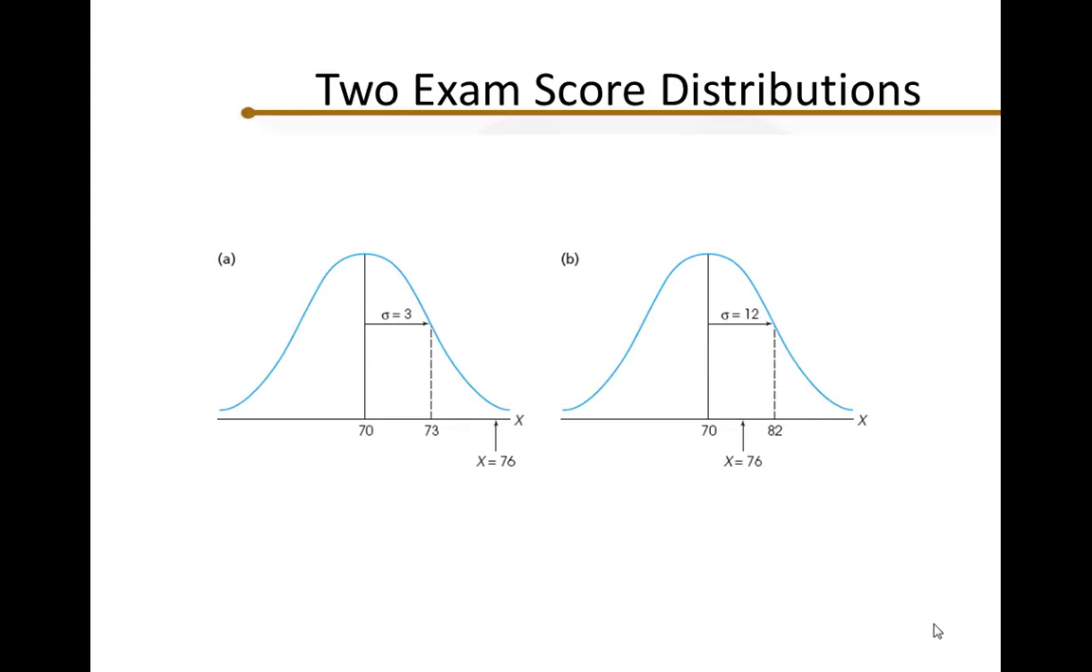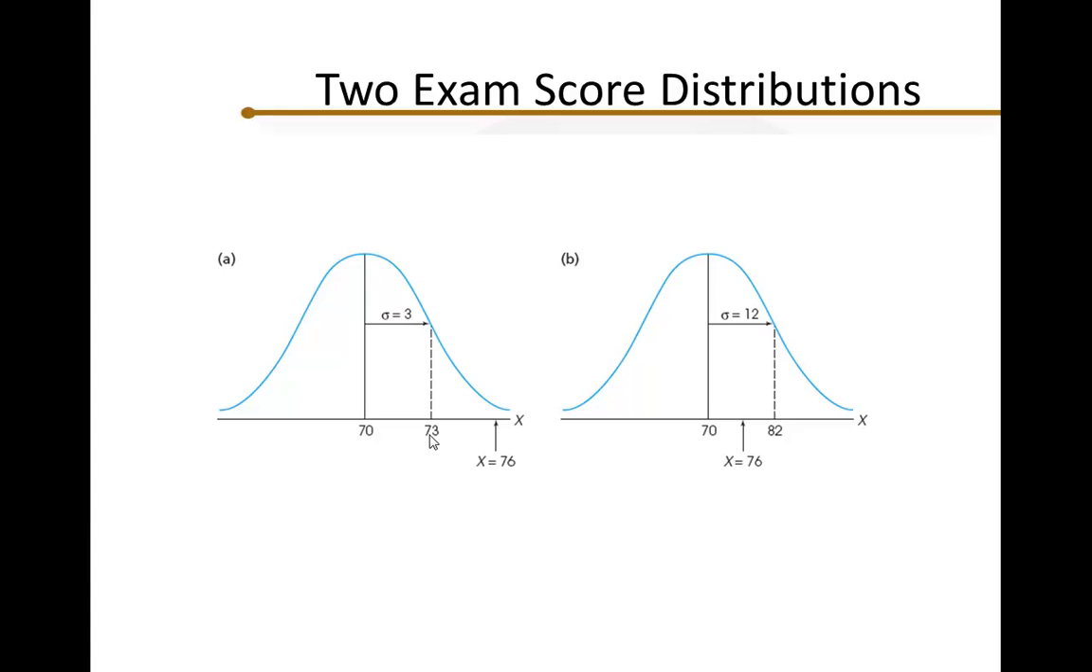So here's an example. 2 exam scores. The average was 70, you can see for both. However, with this test, the standard deviation was 3, and with this test, the standard deviation of the population was 12. So you can see one standard deviation above was a 73 in example A. In example B, one standard deviation above was an 82.